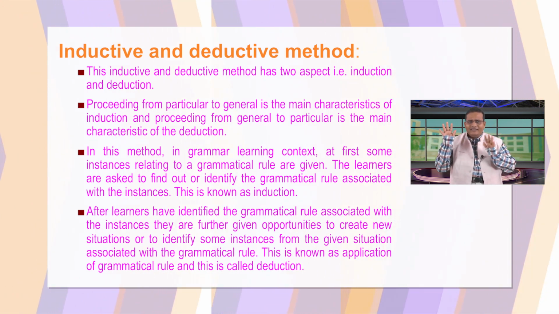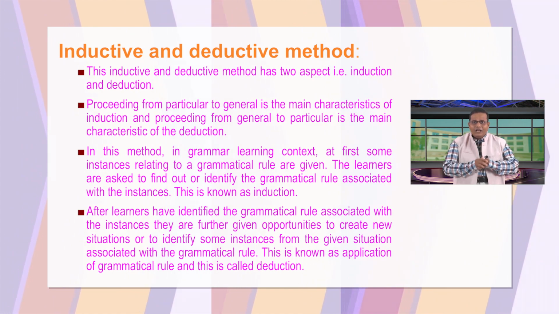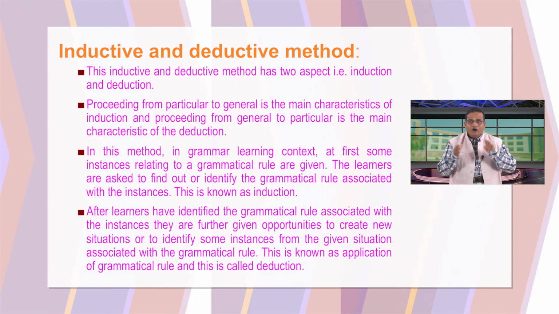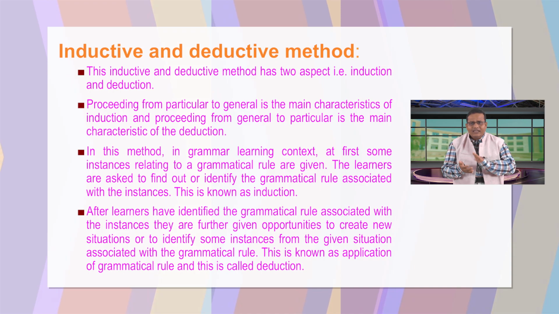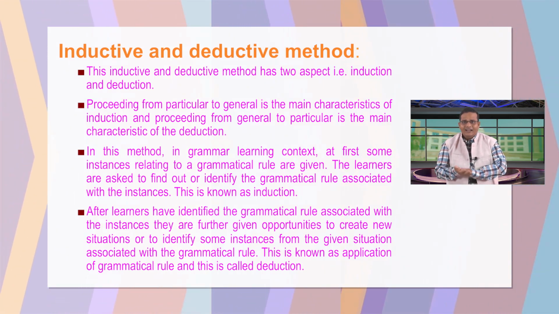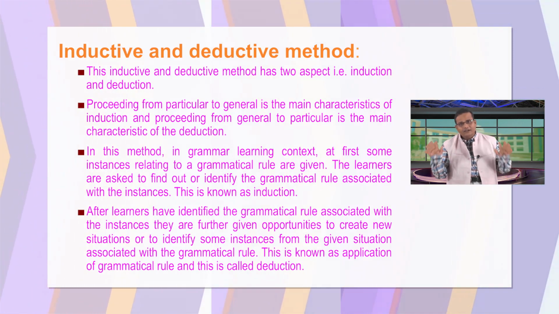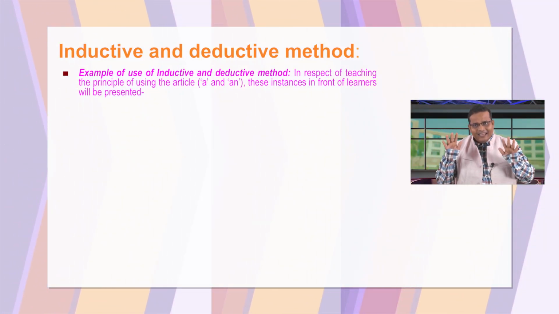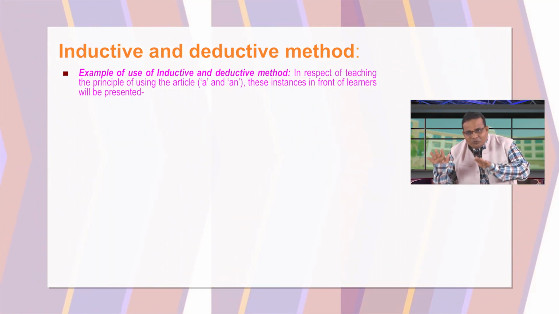After learners have identified the grammatical rule associated with the instances, they are further given opportunity to create new situations or to identify some instances from the given situation associated with the grammatical rule, and this is known as application of grammatical rule, and this is called deduction. Let us take an example in this context. The principle of using the article a and an can be taught through inductive and deductive method in this way.